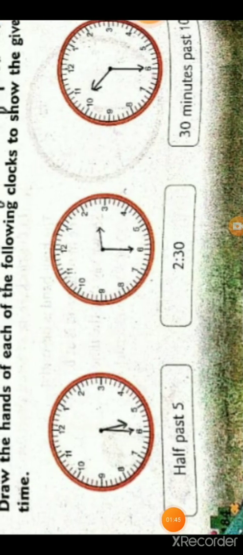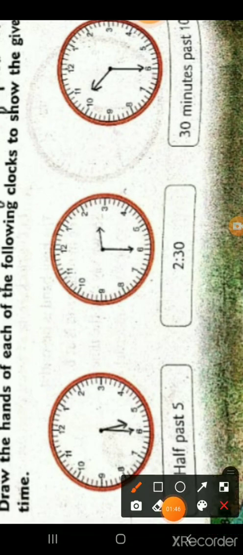Here is another question, you can see. Draw the hands of each of the following clocks to show the given time. Here is the time, you can see, students: 5:30. It means that you have to show the hour hand between 5 and 6, and the minute hand you have to show on 6. Okay, then it will be 5:30.